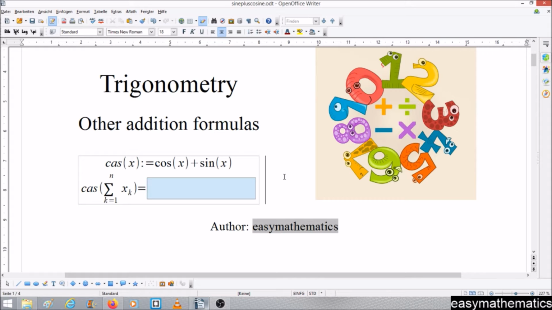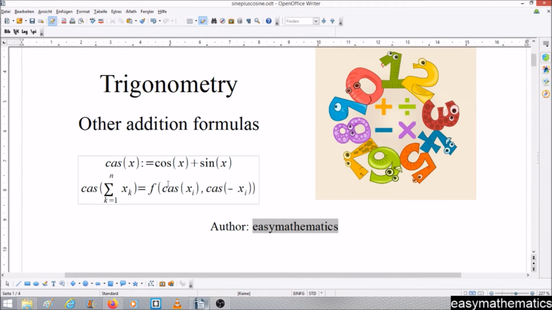Today we discuss an interesting addition formula. We consider the function cosine x plus sine of x, and we define this function as cos of x. And what we are after is the general addition theorem for the cos function in terms of cos of the xi, and as we will see, also cos of minus xi.